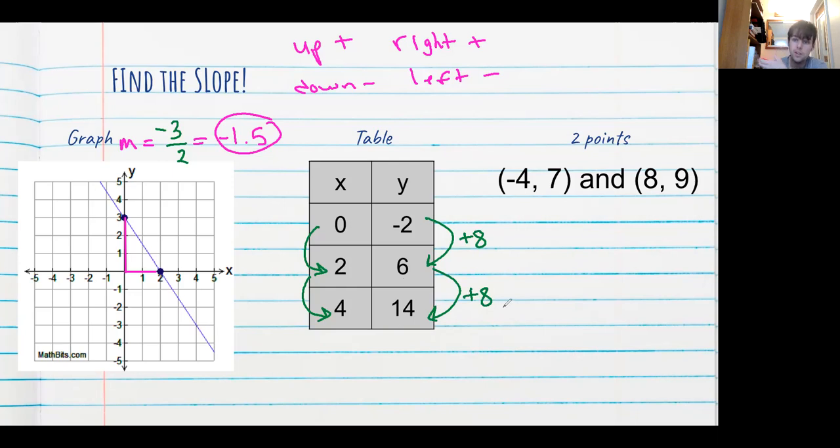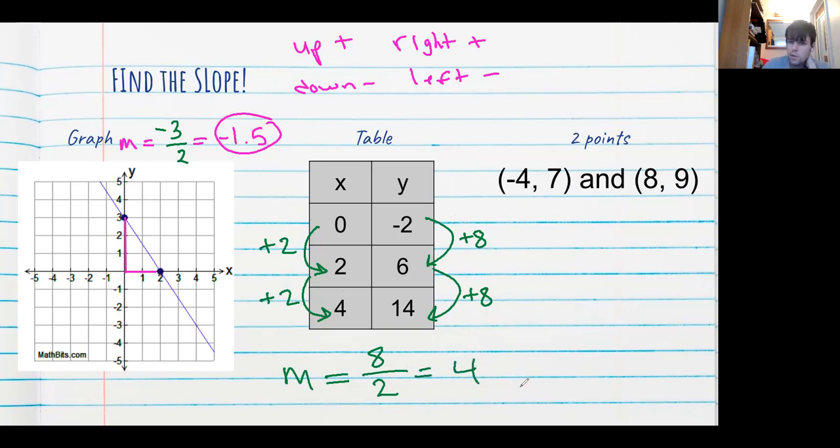6 to 14. That's also an increase of 8. So my y's are increasing by 8. This doesn't have to be consistent throughout for it to be a line, but the reduced fractions will be, and I'll talk about that in a second. So increasing by 8, and then my x's here are increasing by 2. So when I write out slope, change in y on top, change in x on the bottom, that reduces. 8 divided by 2 actually is a whole number, 4.